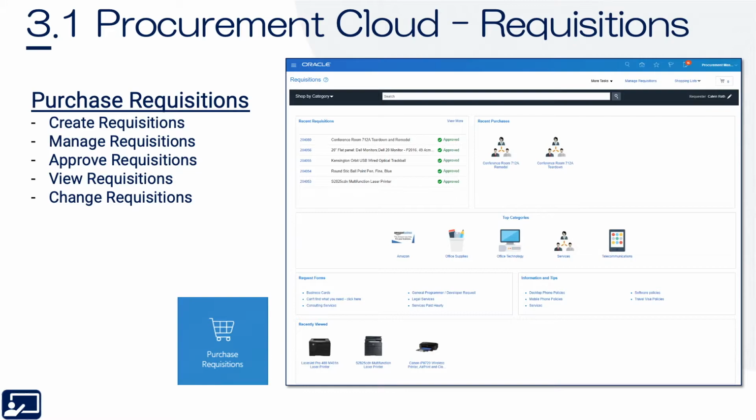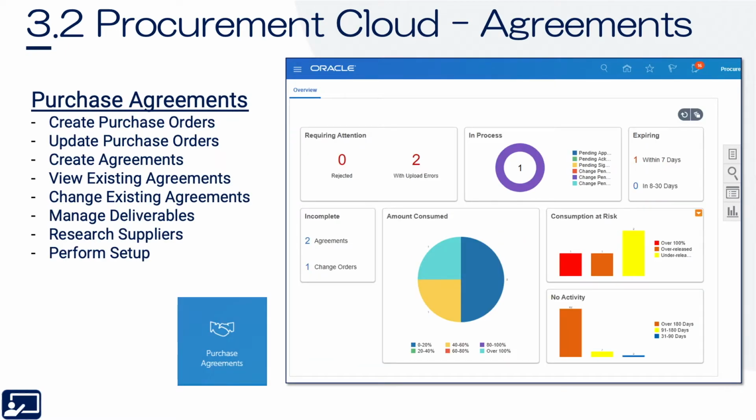Okay, so now we're going to walk through the Procurement Cloud applications starting with requisitions. So you can see the image on the right. You can see the icon below, and purchase requisitions allow you to create, manage, approve, view, and change requisitions. Next up, agreements. So purchase agreements are the representation of a paper contract within Fusion or Oracle Cloud.